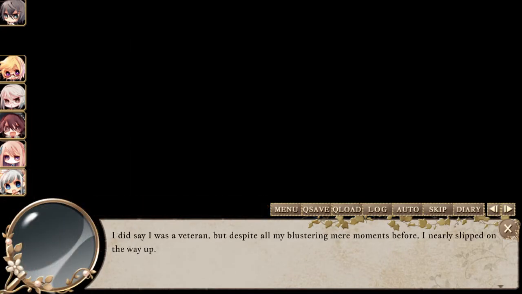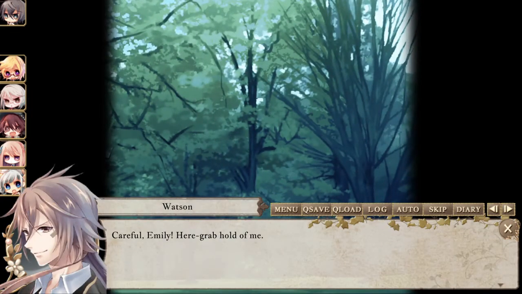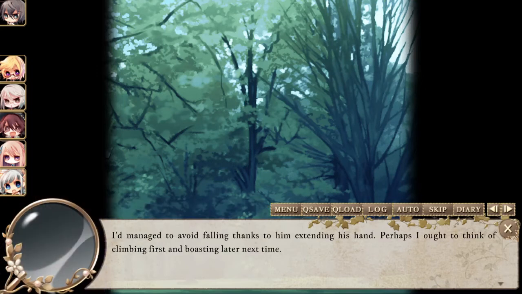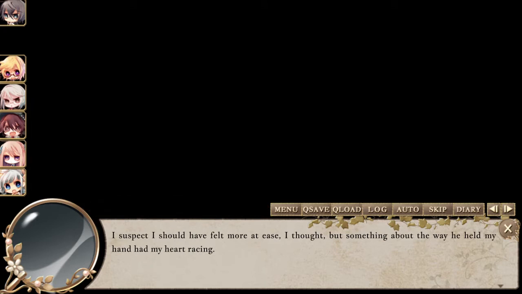I did say I was a veteran, but despite all my blustering mere moments before, I nearly slipped on the way up. Careful, Emily! Here, grab hold of me. All right. Thank you. I'd managed to avoid falling thanks to him extending his hand. Perhaps I ought to think of climbing first and boasting later next time. Oh. Ba-dum-bump goes the heart. He makes supporting my weight look so simple. I'm impressed with how strong he is. I suspect I should have felt more at ease, I thought, but something about the way he held my hand had my heart racing. Ooh, this is gonna be good.